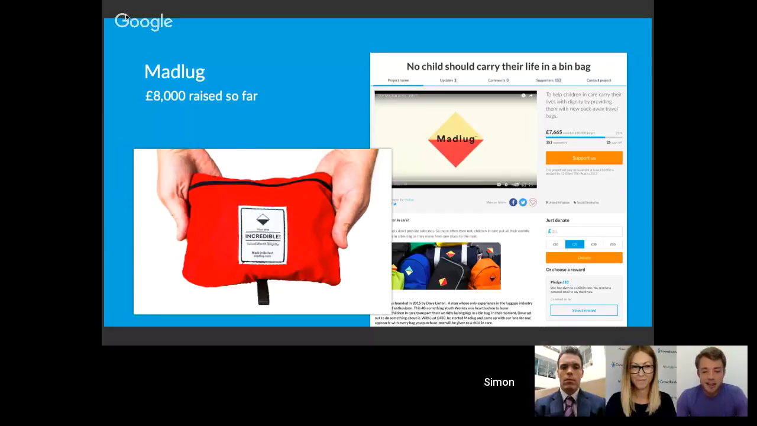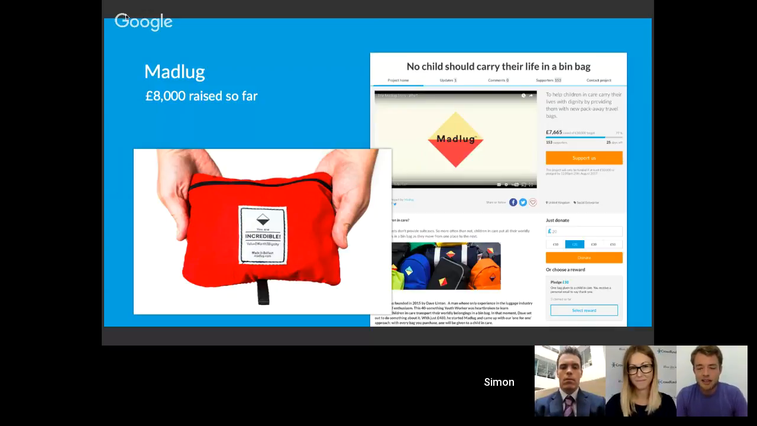Hi everyone. So today we're going to have a look at a live example. This is Mad Lug, which stands for Make a Difference Luggage, who are currently crowdfunding with us at the moment to raise £10,000. And as I understand it, they've already reached £10,000, so they're in their stretch target, and they've already got 23 days left to go, so they've done really, really well.